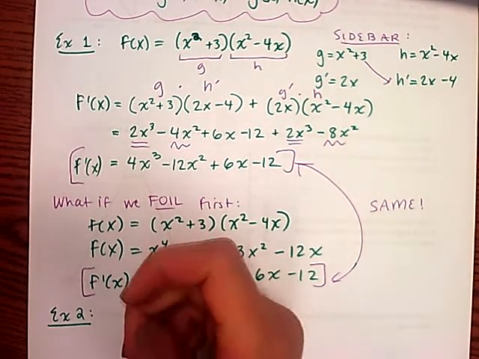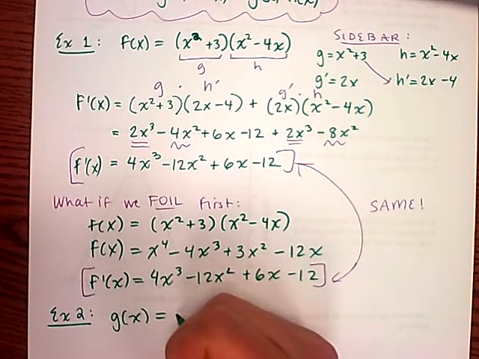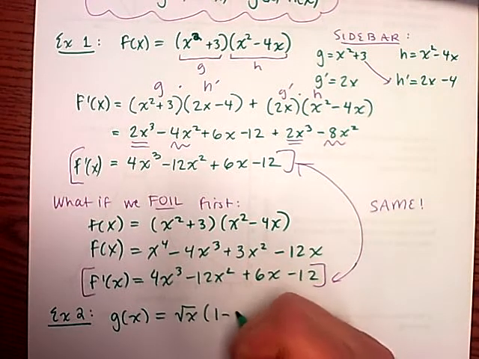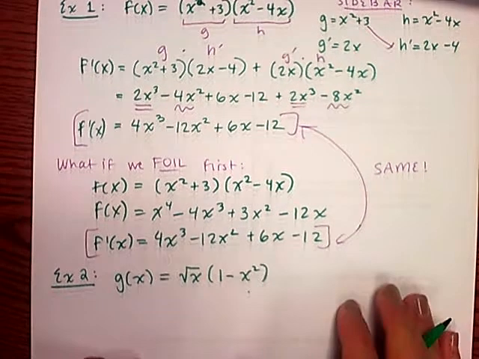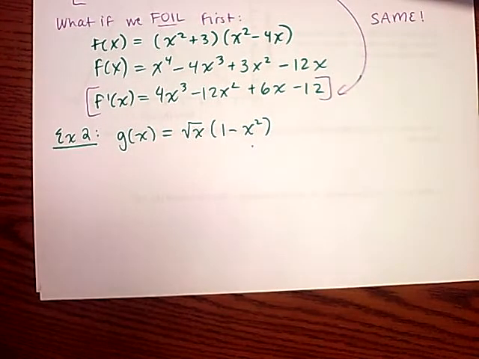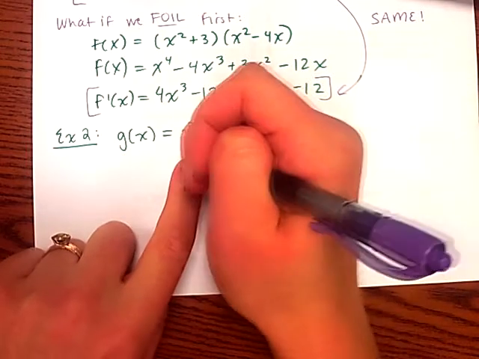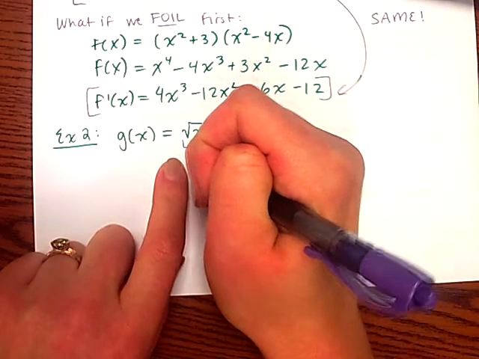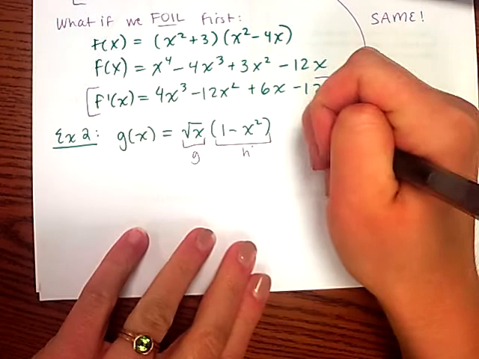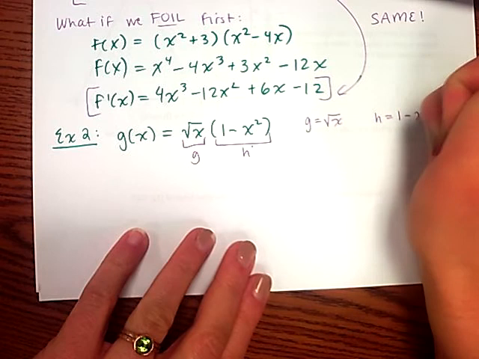So for this example, I'm going to do g of x equals the square root of x times (1 minus x squared). So again, I need to say what are the two functions, and again, I'm starting with a g, so it doesn't really matter what I call this, but I'll say g and h again. So this g is different than that g, but for my sidebar then, g is the square root of x and h is 1 minus x squared.